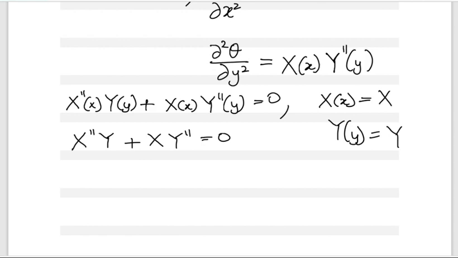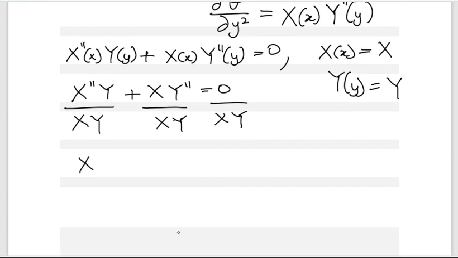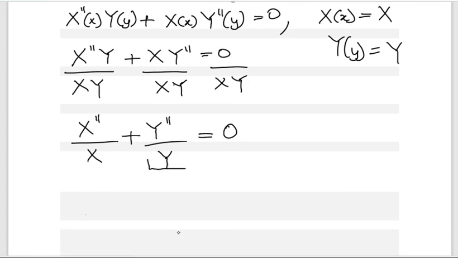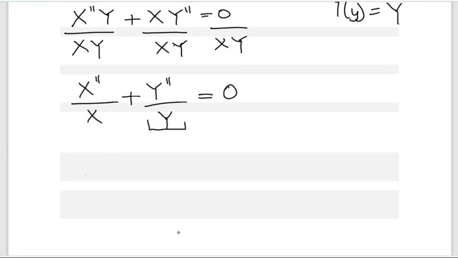We're going to divide both sides by x y, and this is simply going to end up as x double prime over x plus y double prime over y, and this is simply 0. Next, we're going to move this to the right hand side, so we're going to have that x double prime over x is equal to negative y double prime over y, and because they're equal, we can easily see that this is equal to negative lambda squared.